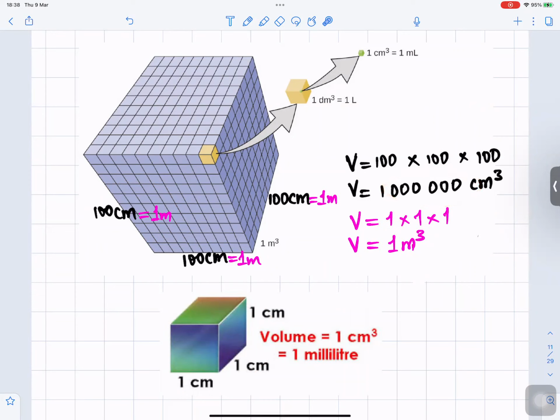And in this case, it shows here you go through something called decimeters cube. They don't use that in your exams a lot. But 1 centimeter cube is 1 milliliter. It's something you will see often in your exams.